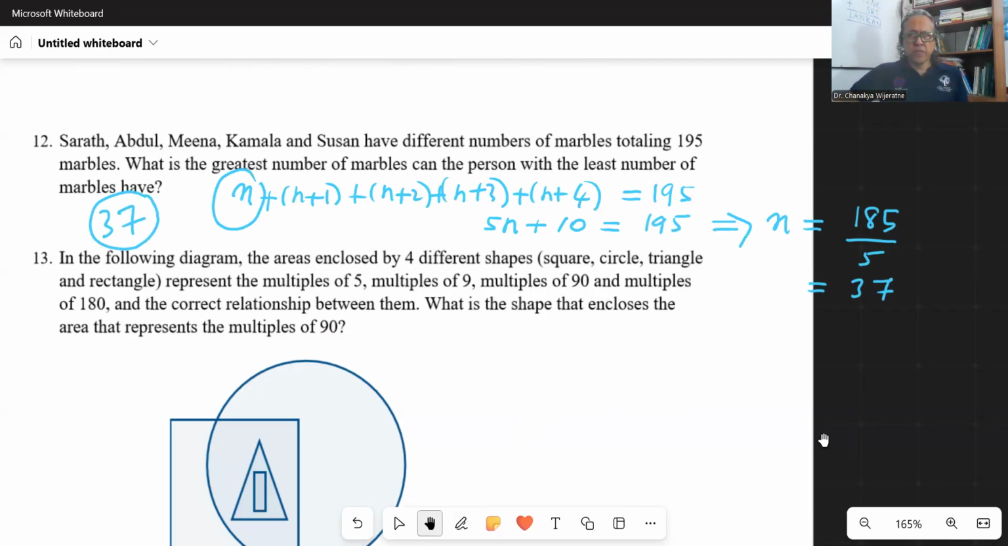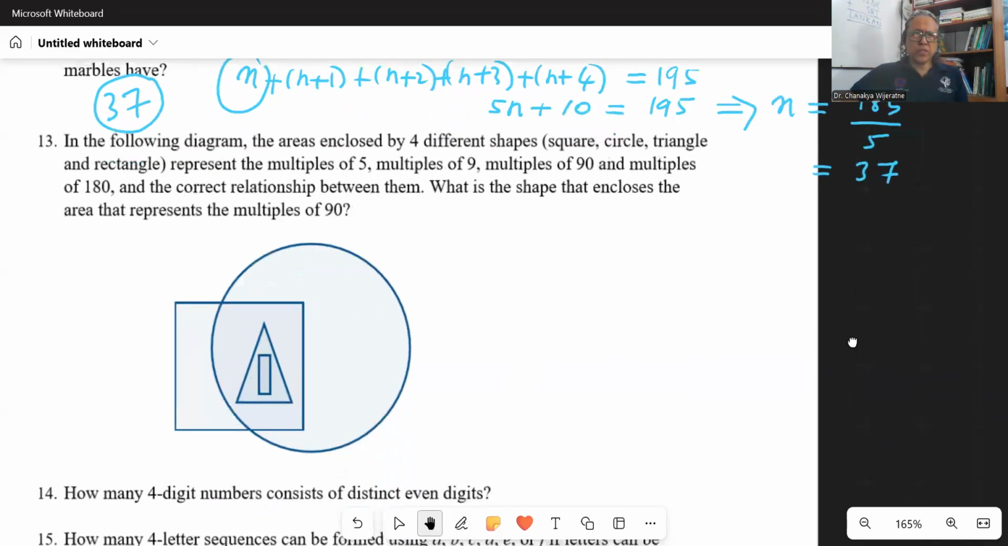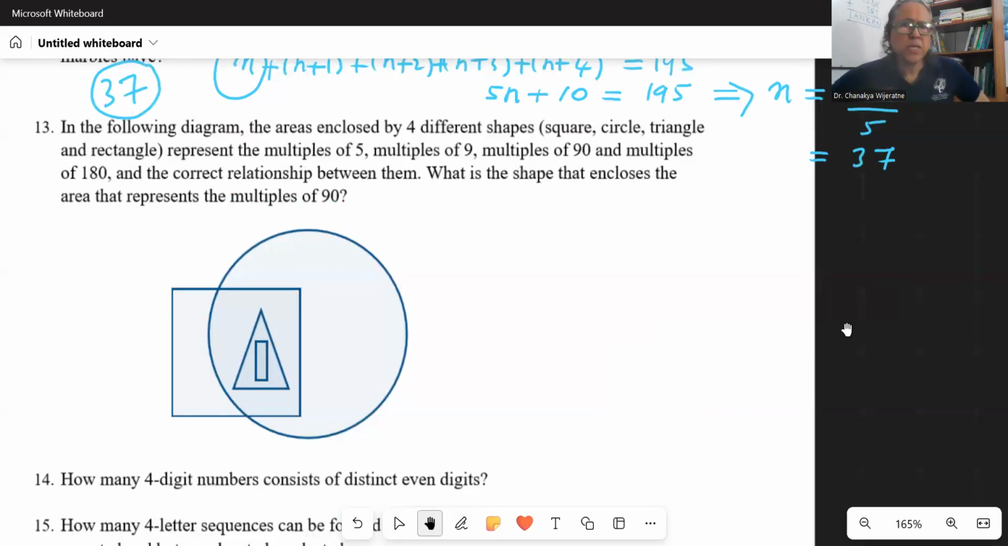Okay. So let's go to the next question. Number 13. In the following diagram, the areas enclosed by 4 different shapes, square, circle, triangle, and rectangle, represent the multiples of 5, multiples of 9, multiples of 90, and multiples of 180, and the correct relationship between them. But we don't know which area represents which. So what is the shape that encloses the area that represents the multiples of 90?